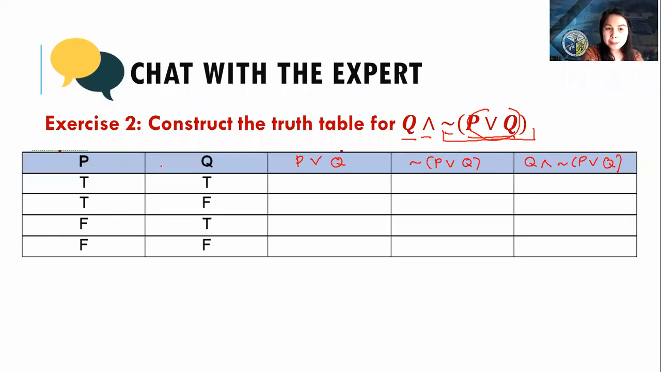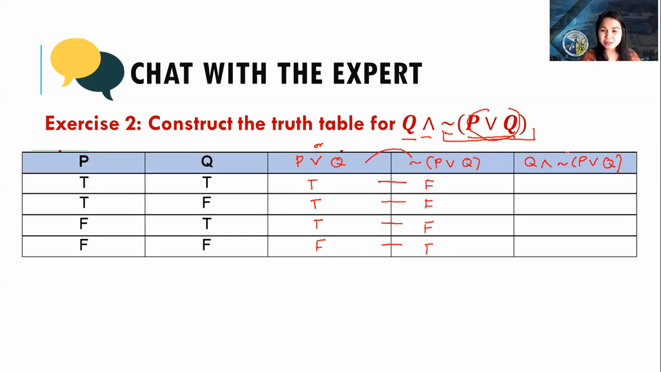So let's start. P or Q. This is an or, so at least one is true. So true, true, true. True, false, true. False, true, true. False, false, false. Next. From here, you negate it. So negate the third column. You have false, false, false, true. Here, that's the pairing.